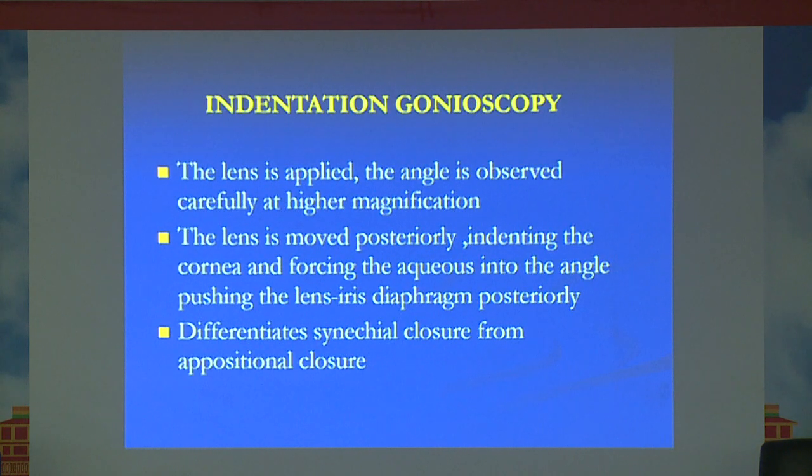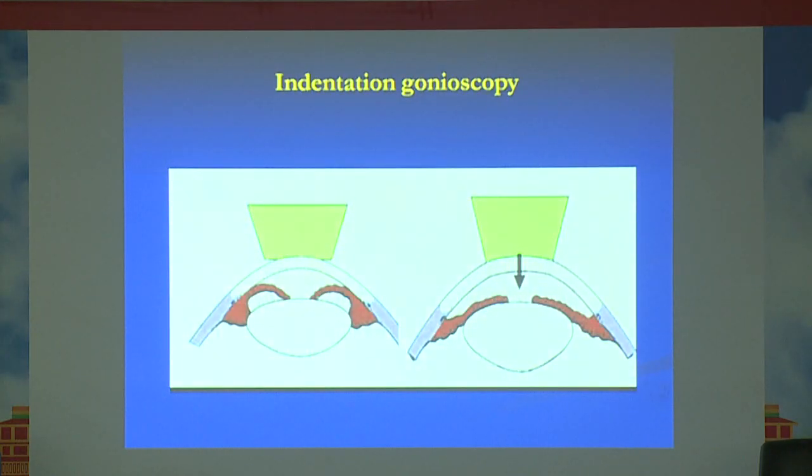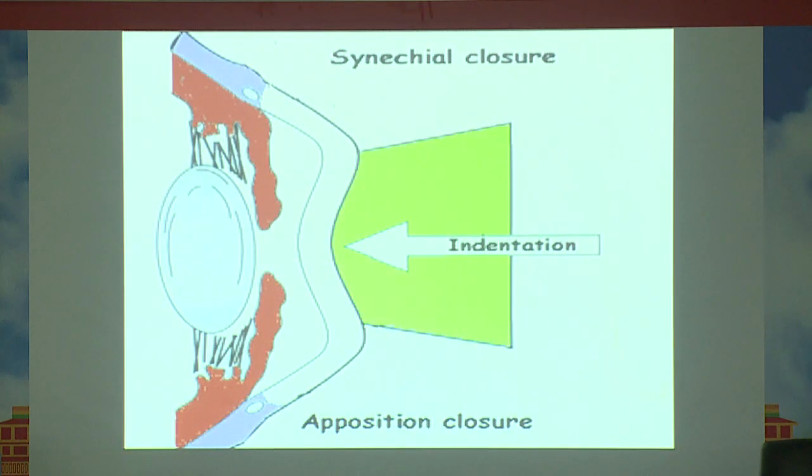So now coming to the indentation gonioscopy. Here the lens is moved posteriorly, indenting the cornea and forcing the aqueous to the angle, and pushing the lens-iris diaphragm posteriorly. And so this differentiates synechial closure from appositional closure. In this picture, we can see that in the appositional closure there is opening of the angles, whereas in synechial closure there is no opening of the angles.